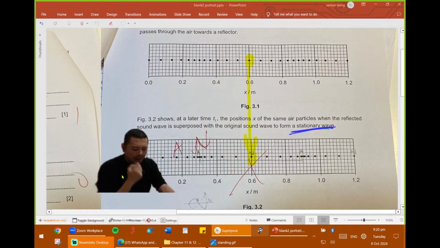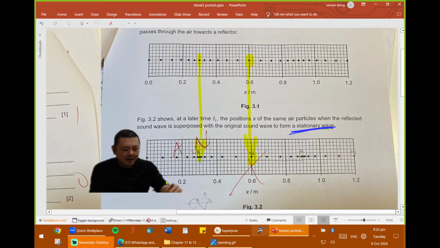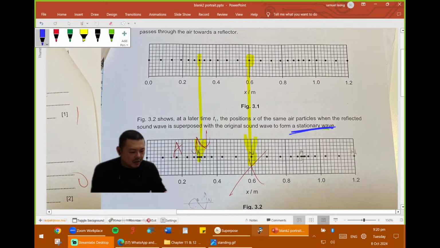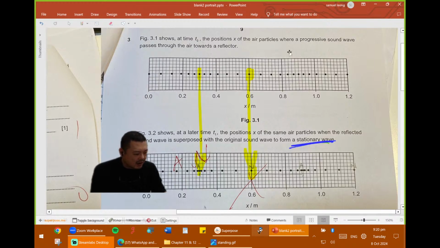So which particle is showing the amplitude then? No, then you see this one here? This compression here also never moved at all, right? Okay. And I think the worst thing is that figure 3.1 doesn't really show you where they are not in equilibrium.